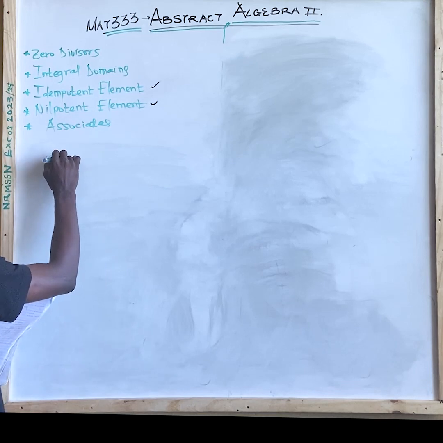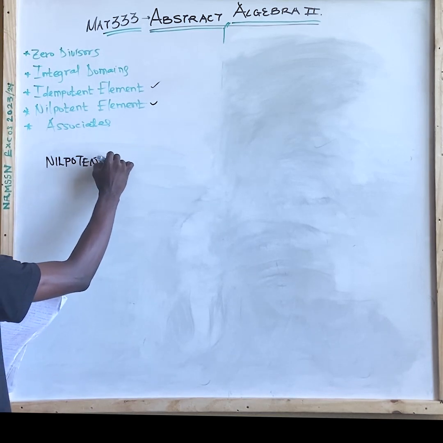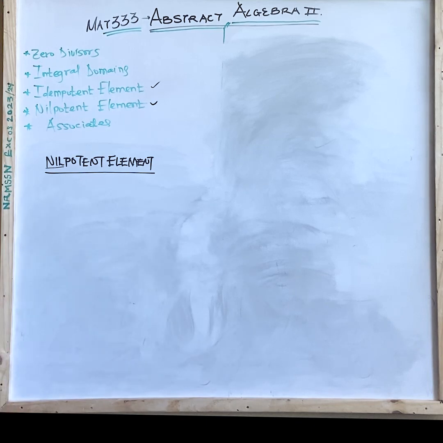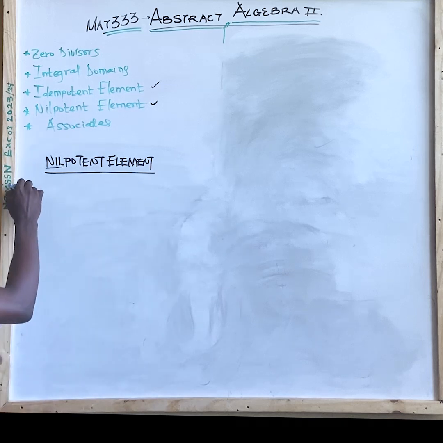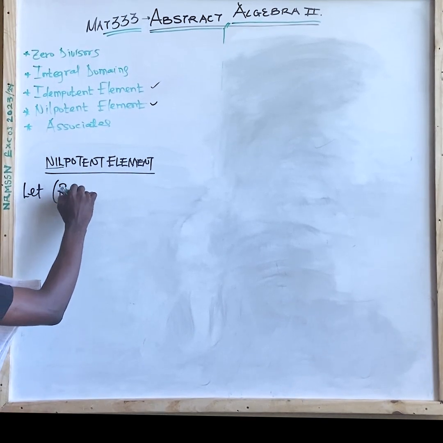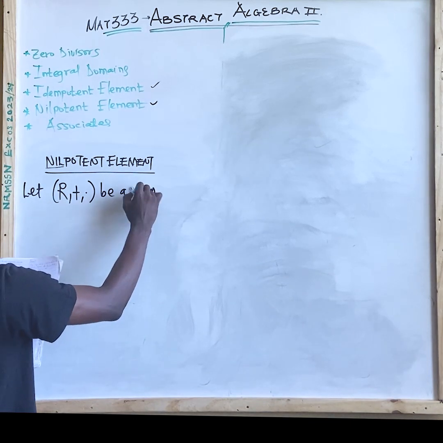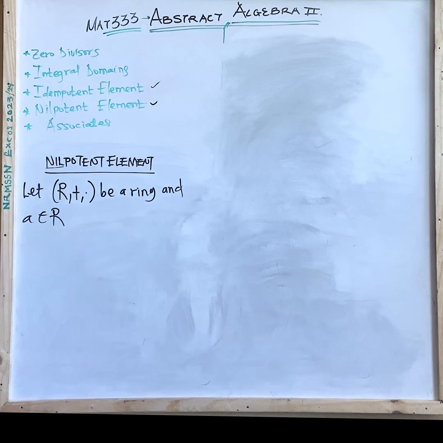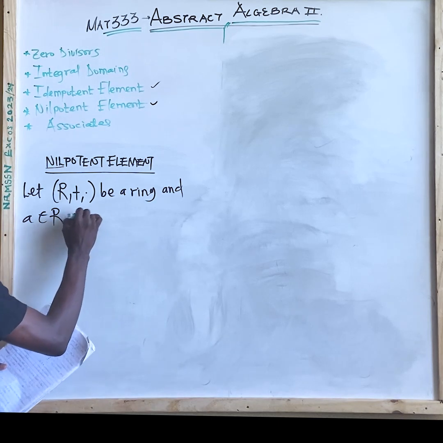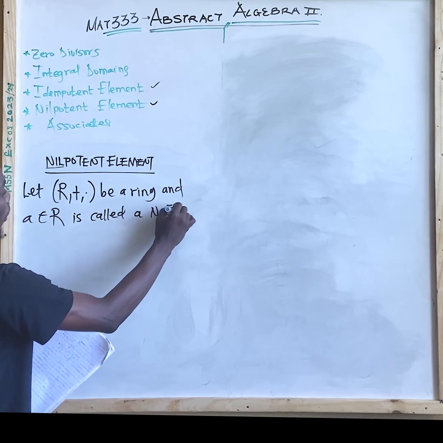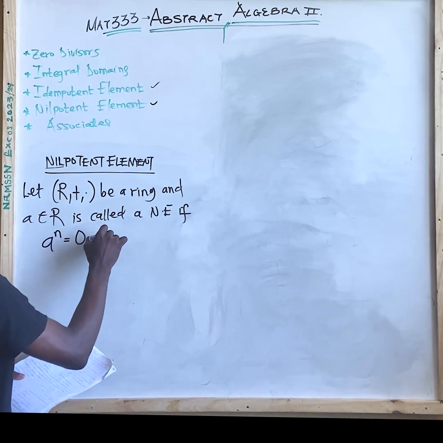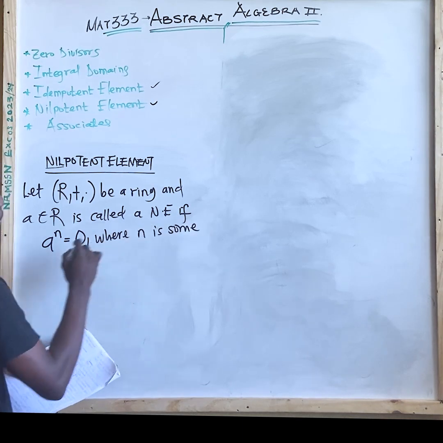So nilpotent element. The word nil should have given us an idea of what this is trying to say. So let R be a ring, and A should be a member of this set R. It's a ring. So anywhere you see R in abstract algebra, it's a ring, not the real numbers. So this A in R is called a nilpotent element if A raised to power n equals 0, where n is some positive integer.